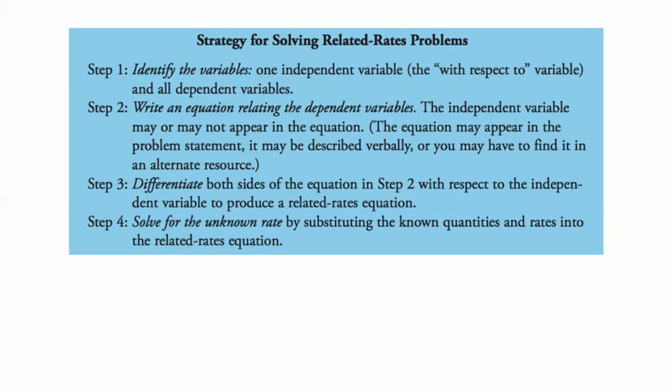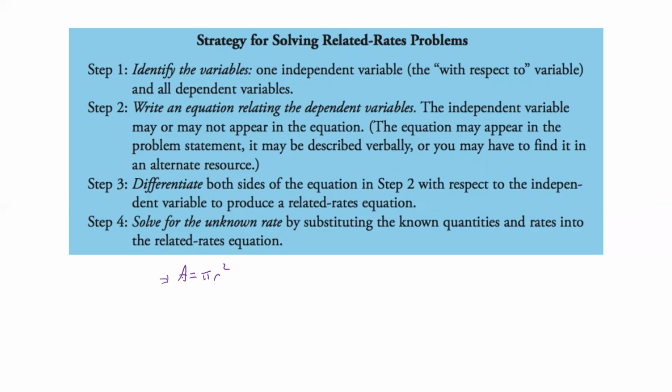Now, the independent variable may or may not appear in our equation, so that's something you're going to have to realize. You might end up with area is equal to pi r squared. And so there's no time in here, because time is the independent variable. Okay, so that's going to be the key. And then we differentiate both sides of the equation we found, so maybe this one, with respect to the independent variable to produce a related rates equation.